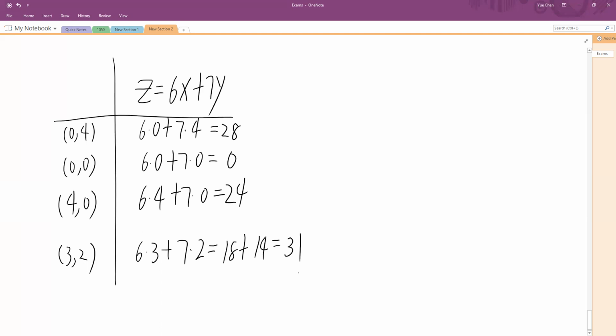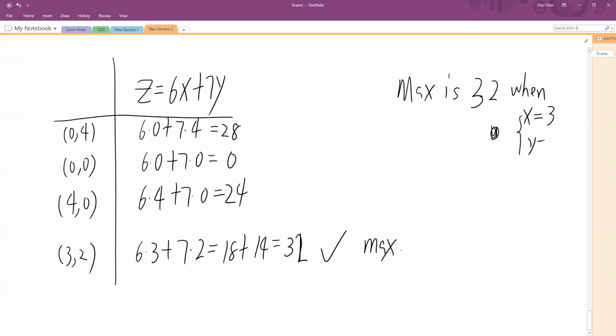Which one is it? It asks you to maximize. So you need to find the largest number, right? 32, sorry. Yes, thank you. 32. So this is the maximum value, right? It asks you to find the maximum value. So the max is 32 when x equals 3 and y equals 2.